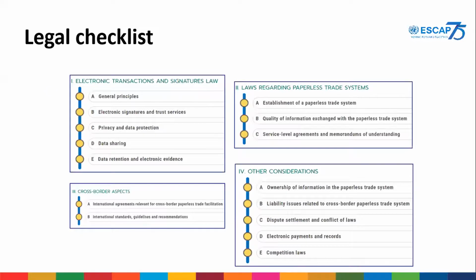When you see the legal checklist, you can see electronic transactions and signatures law, laws regarding paperless trade systems, cross-border aspects, as well as other considerations on cross-border paperless trade related legal issues. So these are the four fundamental areas that we have identified and developed the checklist for, as well as the guide for the legal side.